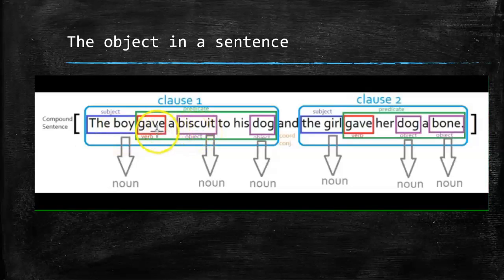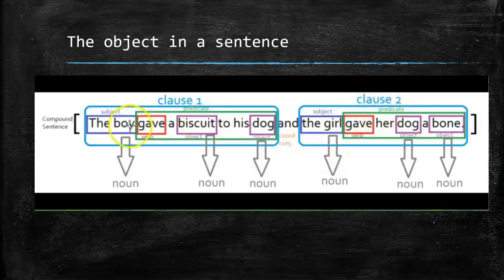Biscuit is located after the verb. It is not doing the action. It is receiving the action, or the action is being pressed upon the biscuit. The same thing happens with dog. This word comes after the verb. So these two are objects. Now there are different types of objects. We will deal with those in a separate video when the occasion arises.